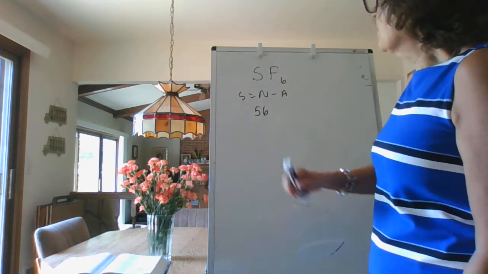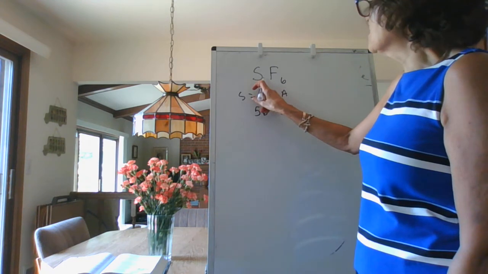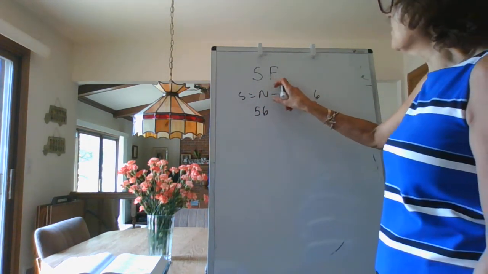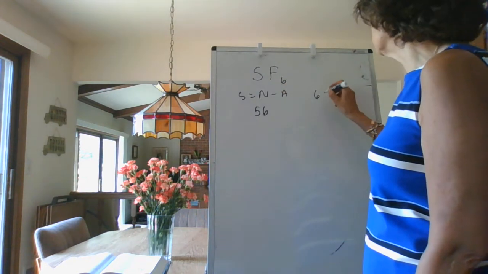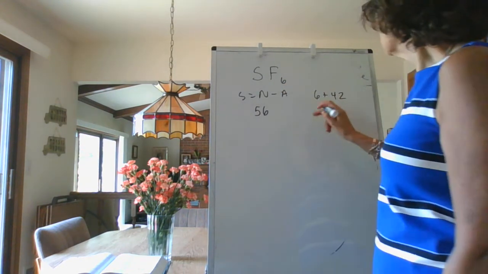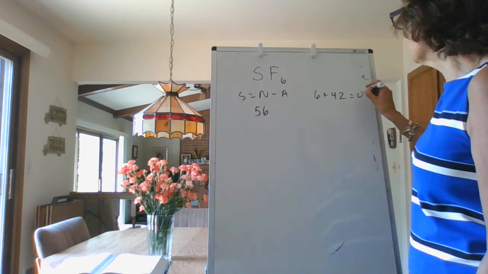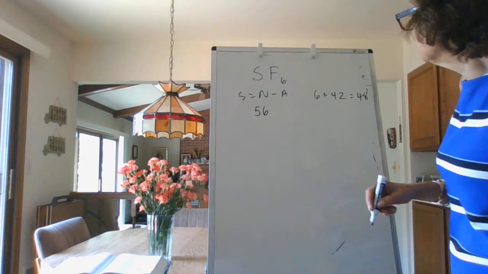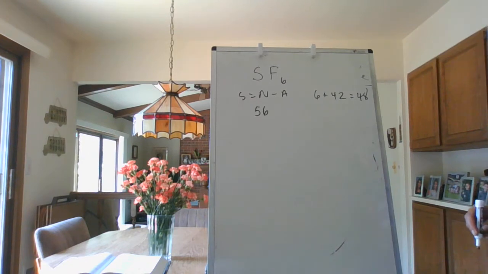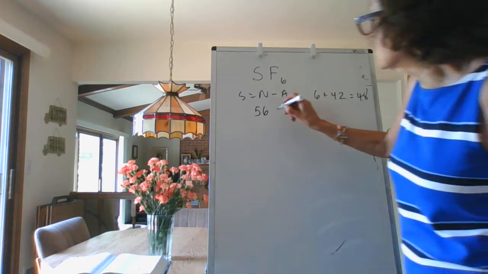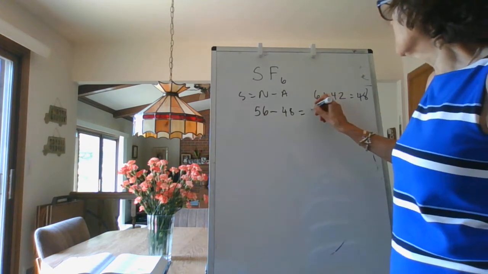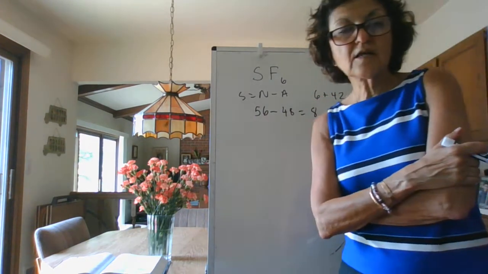Okay, what about the available? Sulfur is 6. Fluorine is 7. 7 times 6 is 42. So 42 plus 6 is 48. Hopefully I've got my math right. Okay. Now, 56 minus 48. That is 8. Do you think that's right?